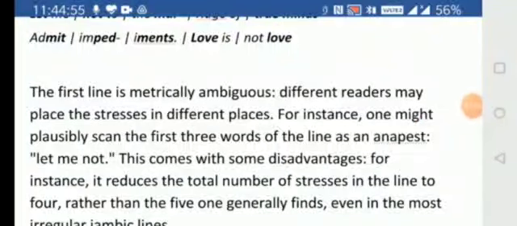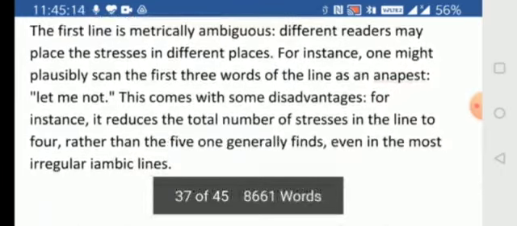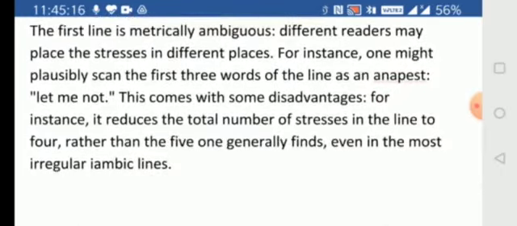Different readers may place the stresses in different places. For instance, one might plausibly scan the first three words of the line as an anapest, "let me not." This comes with some disadvantages. For instance, it reduces the total number of stresses in the line to four rather than the five one generally finds even in the most irregular iambic lines.